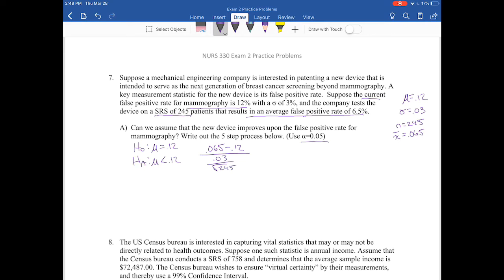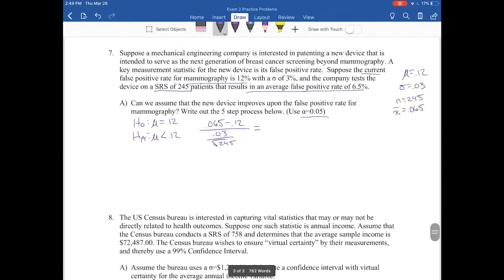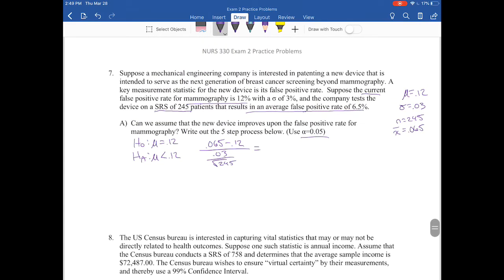When you break this out, remember, you're taking a little number minus a big number, so you're going to get a negative value. And that's what we want. We want negatives when we're less than, because we want it to be less than what's currently going on. So that's a good sign. You get negative 0.055 all over 0.0019, which equals negative 28.94.